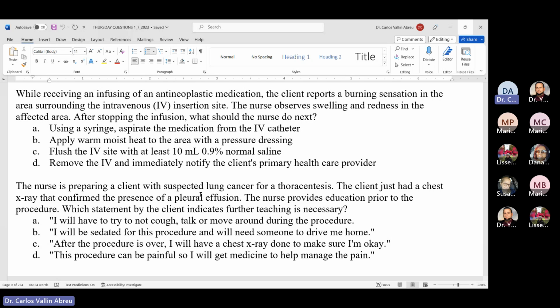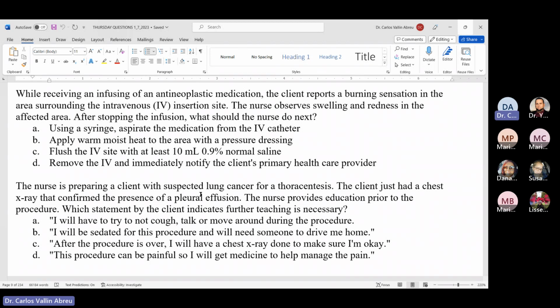So we have as options: A, using a syringe, aspirate the medication from the IV catheter. B, apply warm moist heat to the area with a pressure dressing. C, flush the IV line with at least 10 milliliters of 0.9 normal saline. D, remove the IV and immediately notify the client's primary healthcare provider. What do you know about this? Does somebody have the answer to this question?